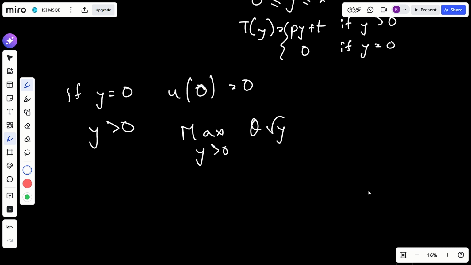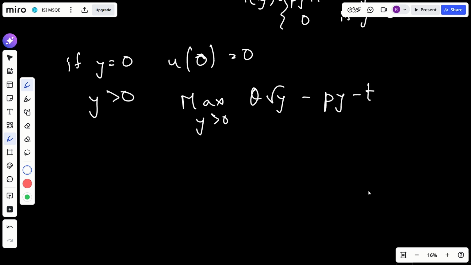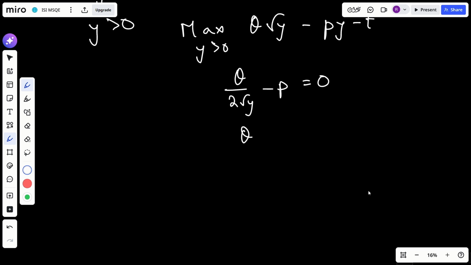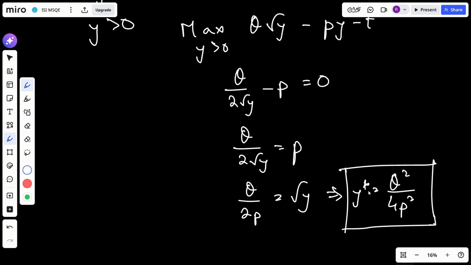What is our utility? Theta root y minus t(y). What was t(y)? It is py plus t. So this is our utility function, and we will maximize this. Let's differentiate this with respect to y. So we will get theta divided by 2 root y minus p equal to 0. This is our first order condition. So from this we have theta by 2p is equal to root y, or y star is equal to theta square by 4p square. So this is the consumer's demand if he wants to purchase the good.